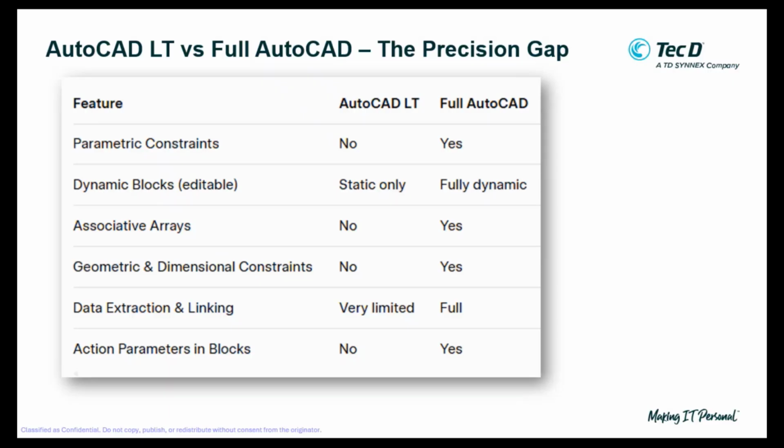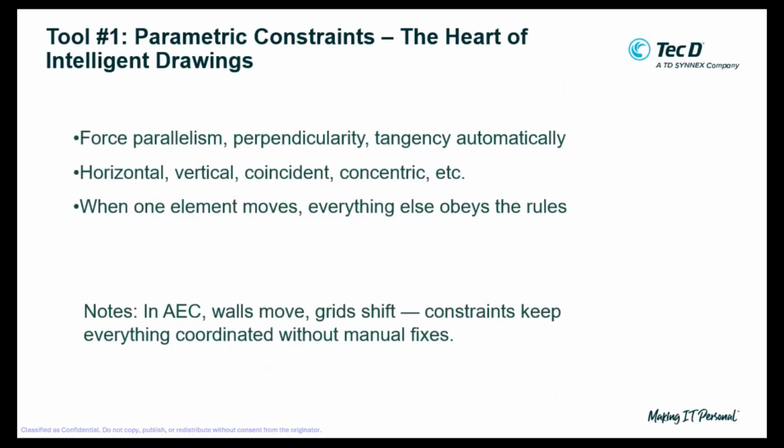Geometric dimension, no. Constraints, AutoCAD LT can't do at all, but full AutoCAD can do, surely. And data extraction and linking, AutoCAD LT can do just very limited, but full AutoCAD can do full. And action parameters in blocks, I will show you later.